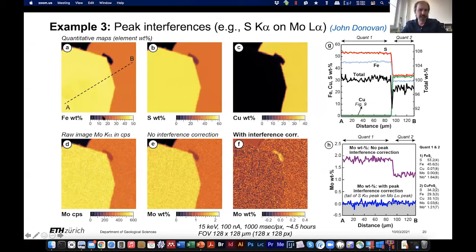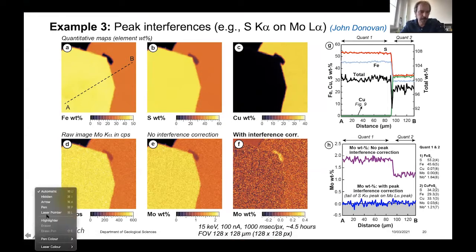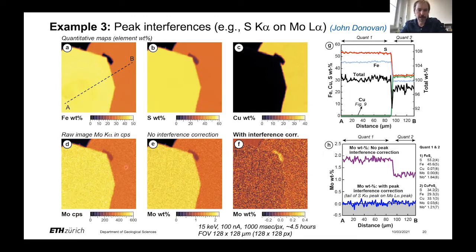So coming back to these problems of sulfur and molybdenum. Once again, we have a pyrite with a lot of iron. We have a chalcopyrite with a little bit less iron, fully loaded with copper. No copper, of course, in the pyrites, and the sulfur present in both. The problem is with this raw map of molybdenum L alpha line, this is a typo in the slide. On this raw counts per second map, it looks like we have a lot of molybdenum in both phases.